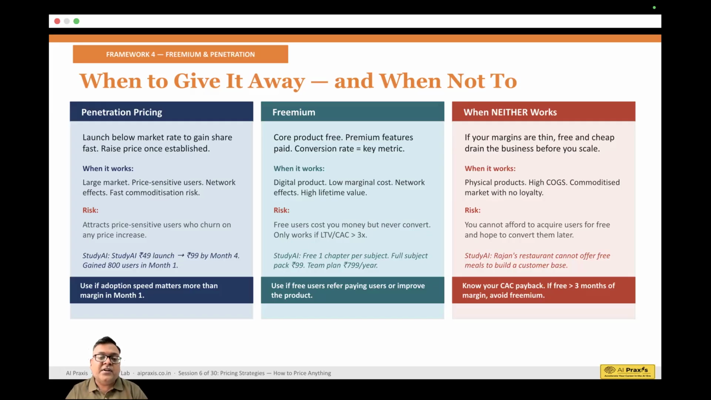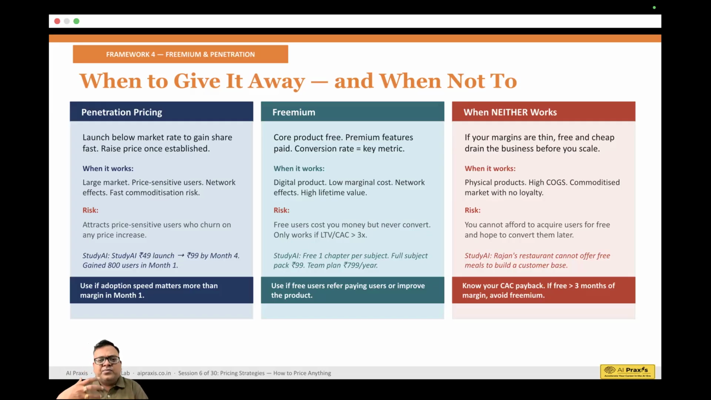Freemium: core product free, premium features paid, and conversion rate is a key metric. And when does it work? Digital product, low marginal cost, network effects, high lifetime value. The risk involved here is free users cost you money but never convert. It only works if lifetime value by CAC, the customer acquisition cost, is more than 3 times, right?